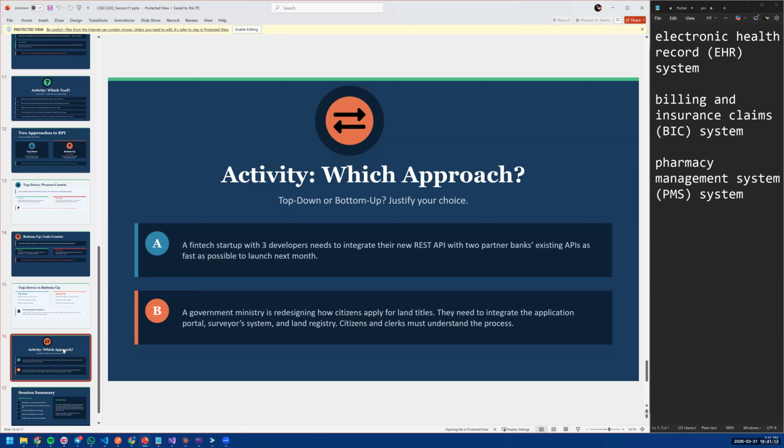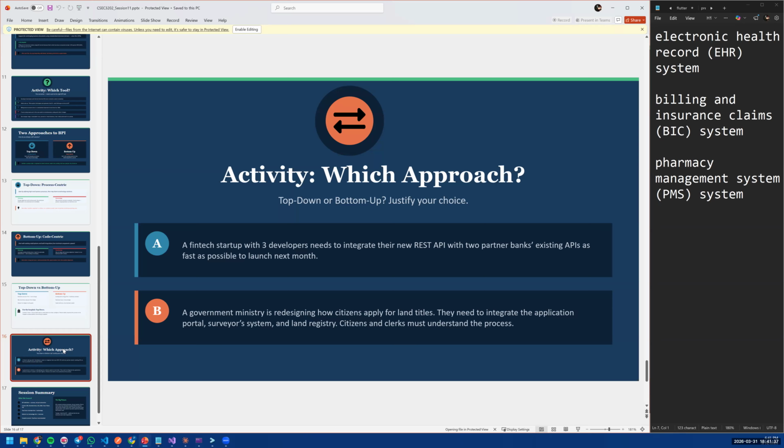So scenario one, we'll have a fintech startup. They have 3 developers and they just built out a new REST API for payment processing. They need to integrate it with two partner banks, and they need to integrate as fast as possible to launch next month.